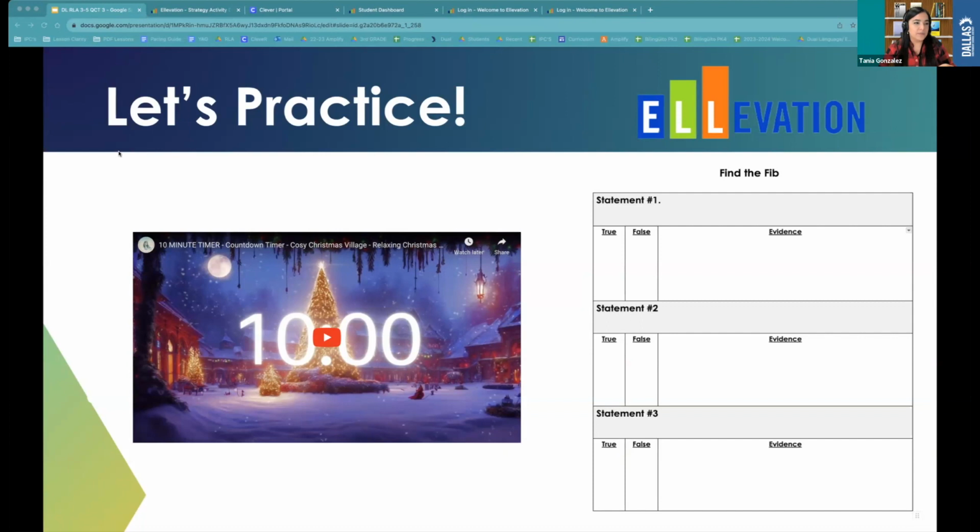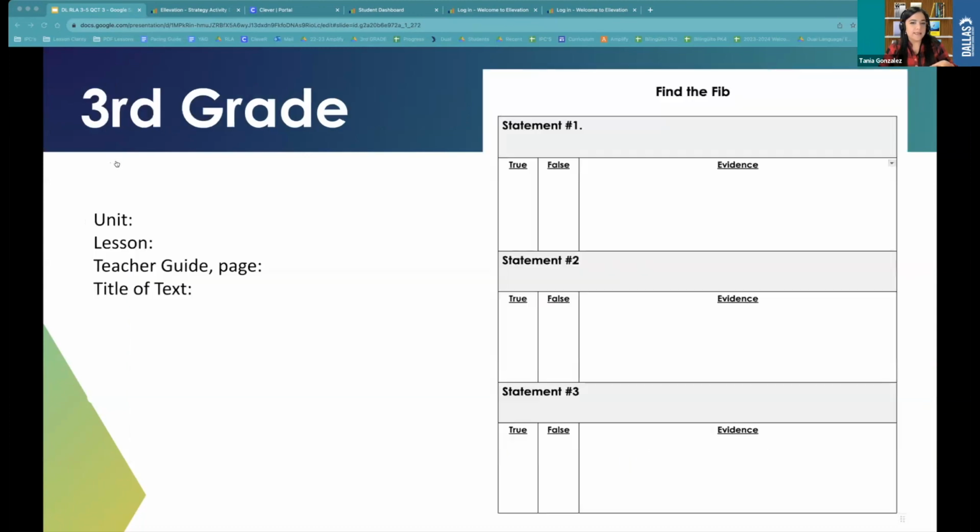And you're going to go to your specific slide. For example, the next slide has the 3rd grade information. On the 3rd grade slide, you're going to put the unit that you're going to use, the lesson, the page or pages that have the lesson in which you can use this activity, and the title of the text that you want to use for this engagement strategy. Are there any questions before I set the timer?